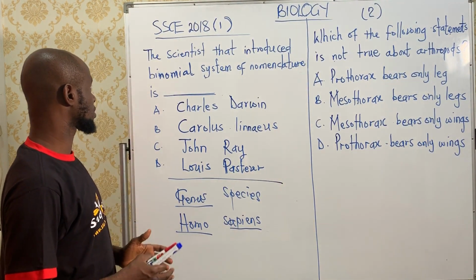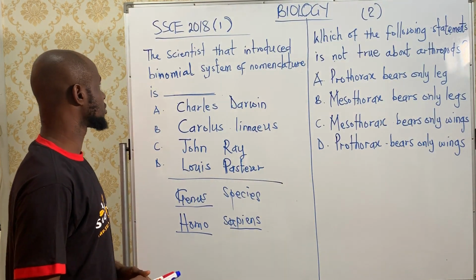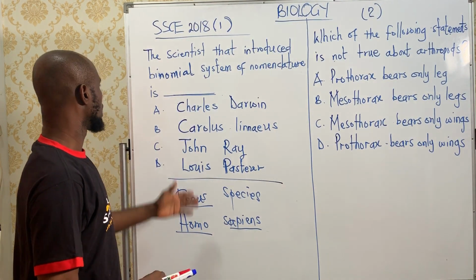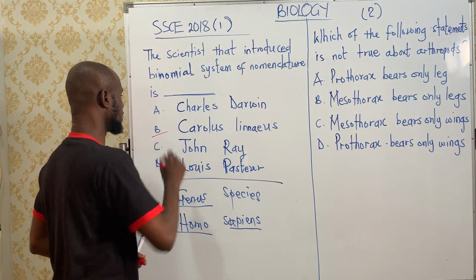Senior Secondary School Certificate 2018. Let's start with question 1. The scientist that introduced binomial system of nomenclature is dash. What is the answer? The answer is Carolus Linnaeus.